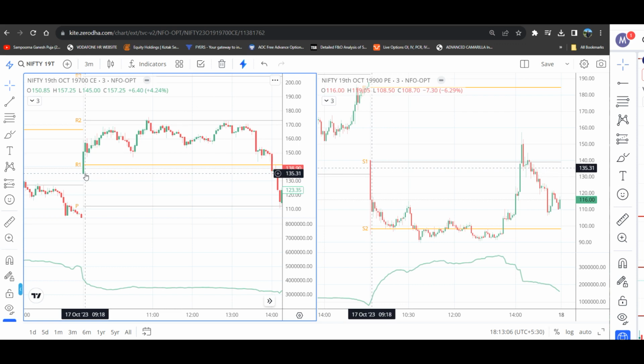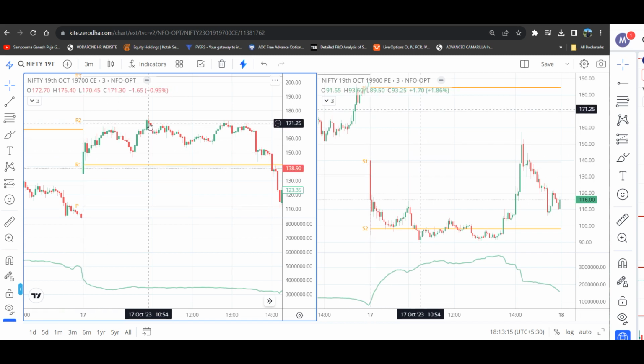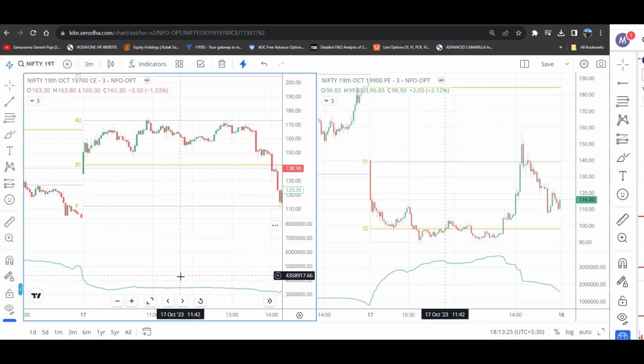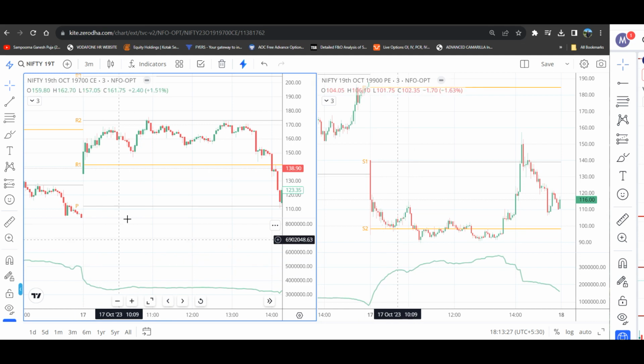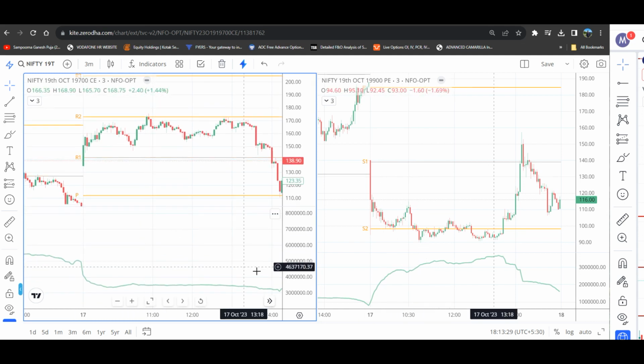You just have to keep the SL at the base of the open, or the first candle low, and your risk reward will be 1:1. Here R2 will be a target. So exactly, it has touched R2. After that it is trying to fall. But if you look at it, open interest is flat here. So basically, at the opening you have got one trade.